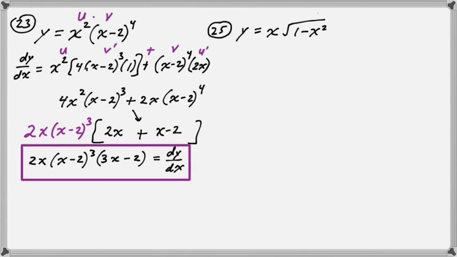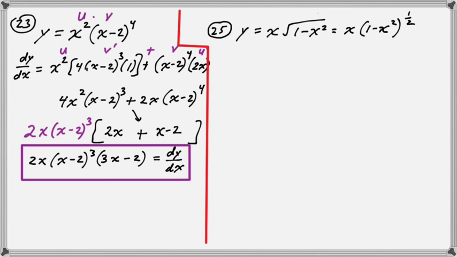I find some people struggle on the factoring. If that's the case, then factoring on 25 is going to be a little more challenging because they're fractional exponents. Number 25 is another product, so I'm going to do another product rule. I am going to realize, however, that the square root could be written as the 1/2 power.